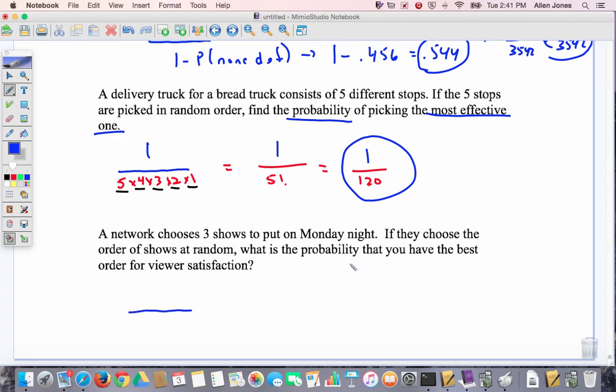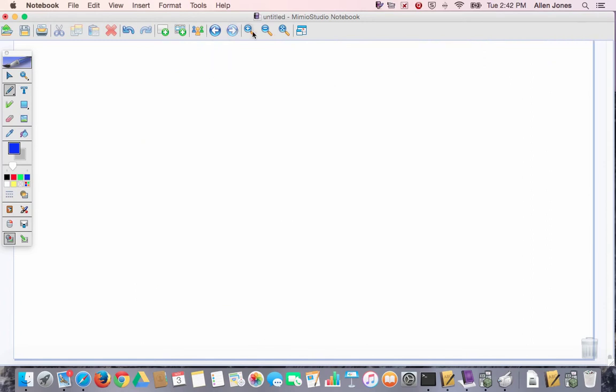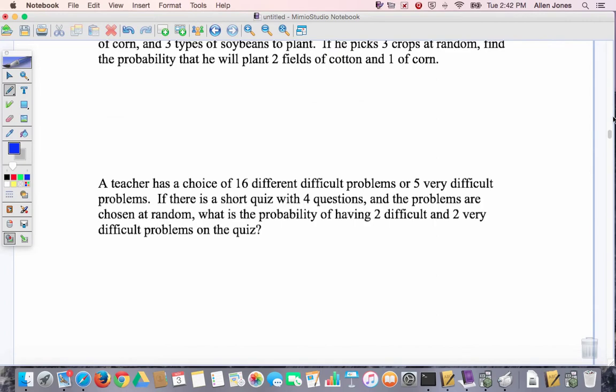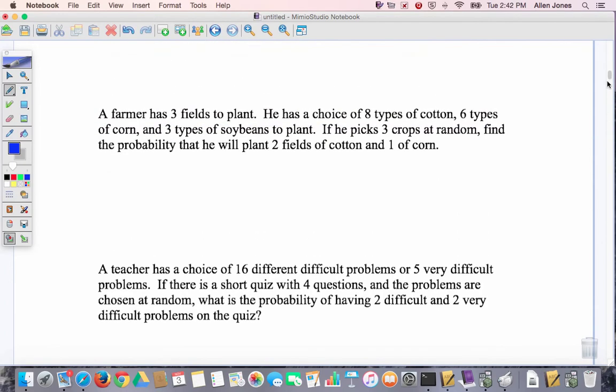Another time here, network chooses 3 shows to put on Monday night. They choose the order of shows at random. What is the probability that you have the best order for viewer satisfaction? Probability, fraction bar. So I have 3 times 2 times 1 here, or a denominator of 6. Best order for viewer satisfaction, there's only one best order, so our probability is 1/6.